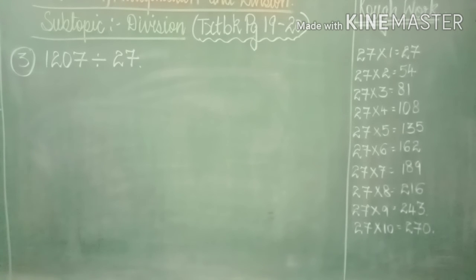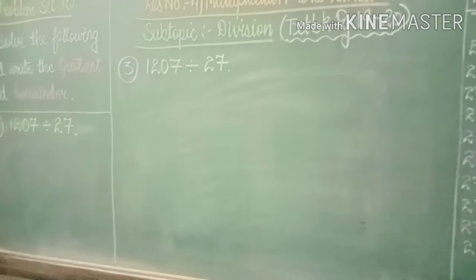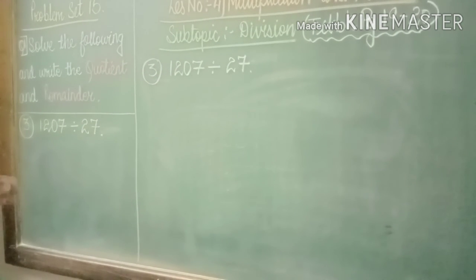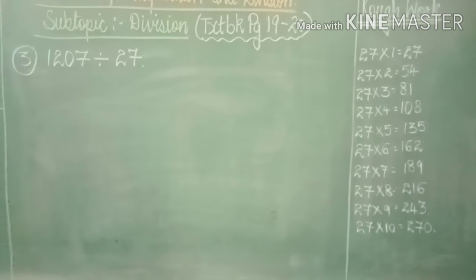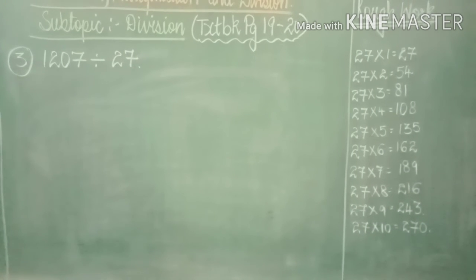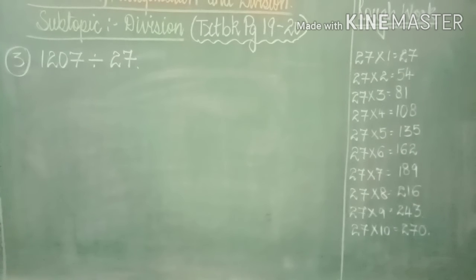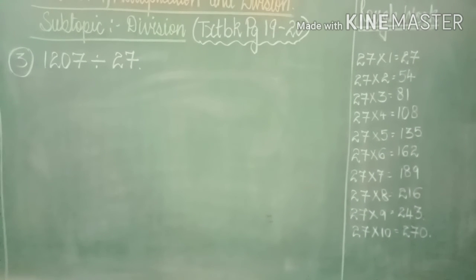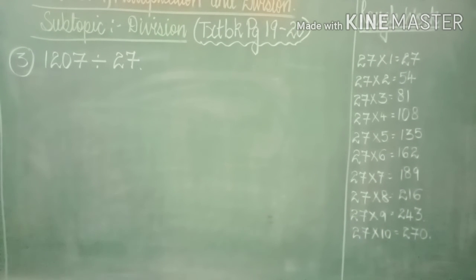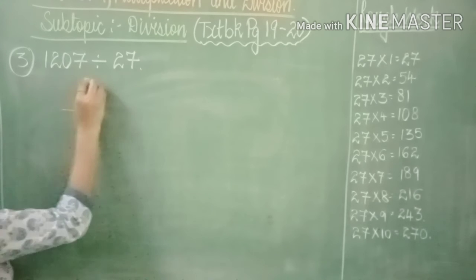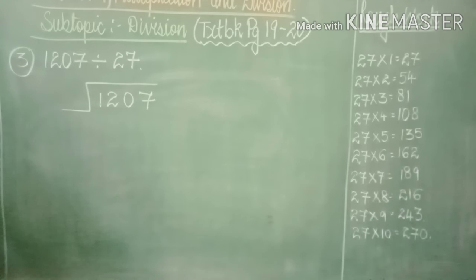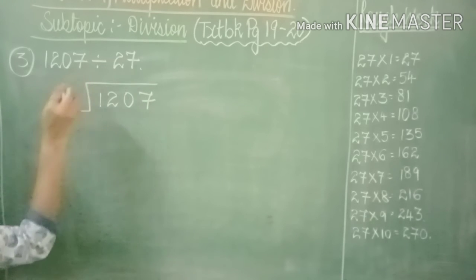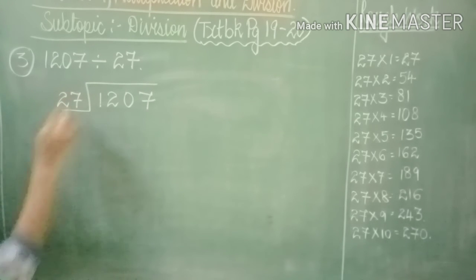Okay students, let's start with the third solution, which I have written on the blackboard. As you can see, 1207 divided by 27, and I have written the 27 table in the rough column, or you can even say as rough work. So let's start with this division problem. What are we going to do? First is we are going to write the dividend number, that is 1207, and we are going to write the divisor, that is 27.